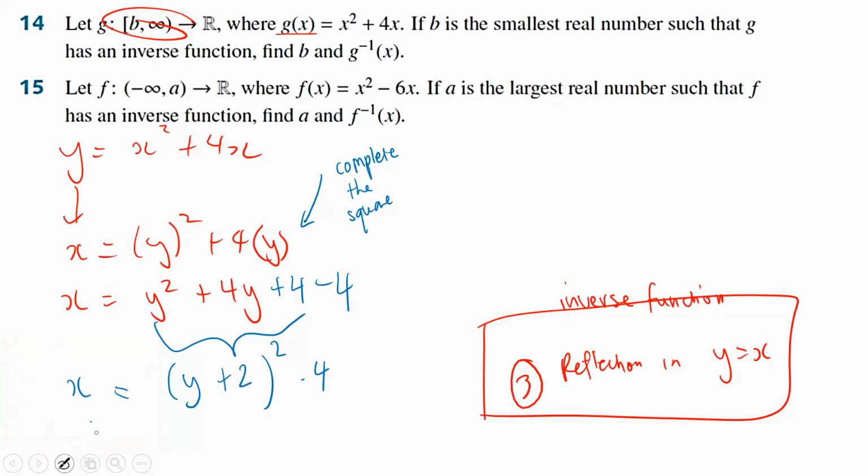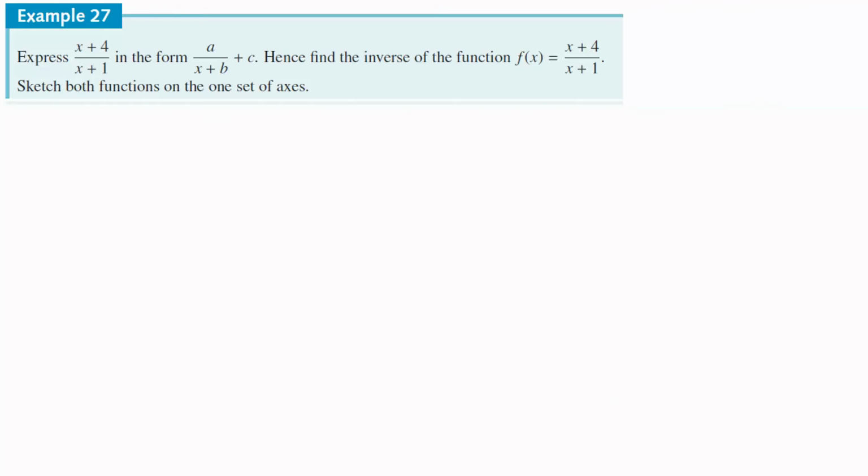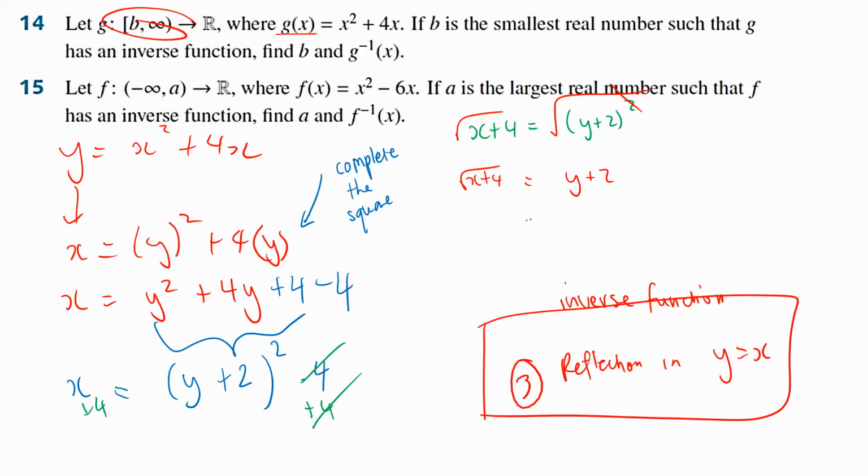So our final answer, add the 4 on both sides. I get x plus 4 is equal to, these cancel out, y plus 2 all squared. Square root both sides. You get y plus 2 is equal to, these two cancel out, root of x plus 4. And then minus both sides by 2, you get -2.